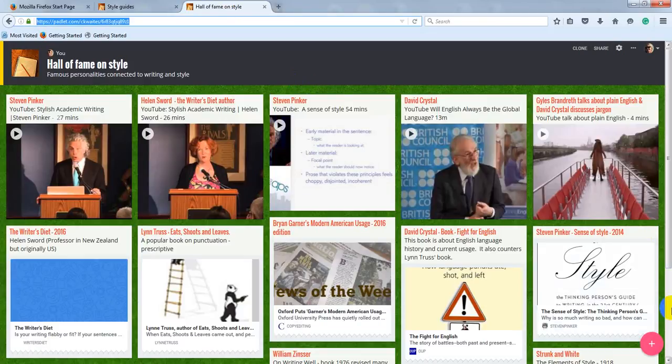So here is another Padlet which has what I have called the Hall of Fame on style. The most prolifically published style guide experts have been US ones, so American ones. But a few British and other nationality ones are also prominent. I've tried to give you a bit of a range here.